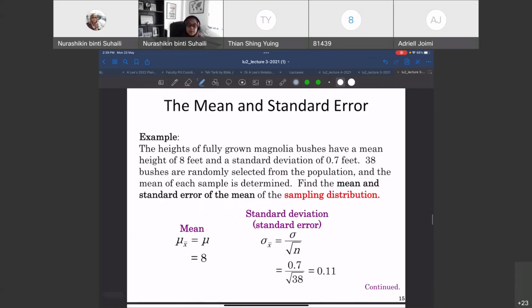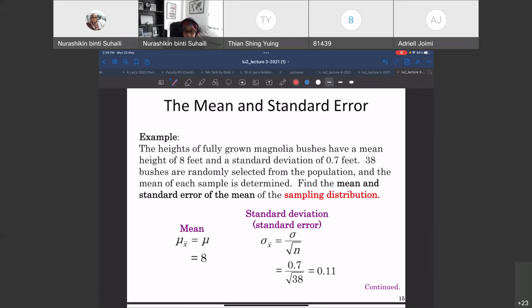Now let's have a look at an example in order to understand how to apply those rules. The heights of fully grown magnolia bushes have a mean height of 8 feet and standard deviation of 0.7 feet. So digest this first sentence first: the heights of fully grown magnolia bushes.